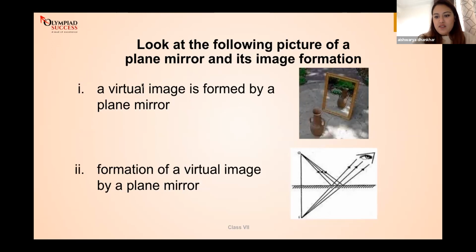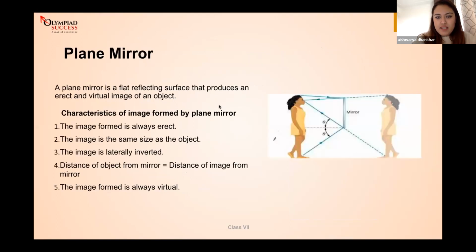All right, so I'm just going to skip through this. We've already discussed how the virtual image is formed. So first of all, whenever an incident of light is falling on a flat reflecting surface, that means a plane mirror, there are different characteristics of the image that is being formed.